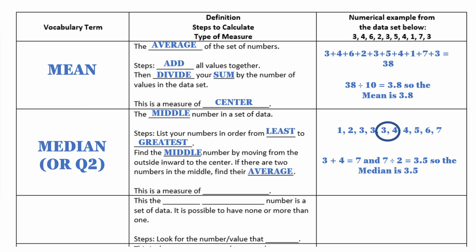It's okay if your median is not a number that's in your data set if there's an even number of data points. If there's an odd number of data points, you should just be able to circle the middle number and be done.